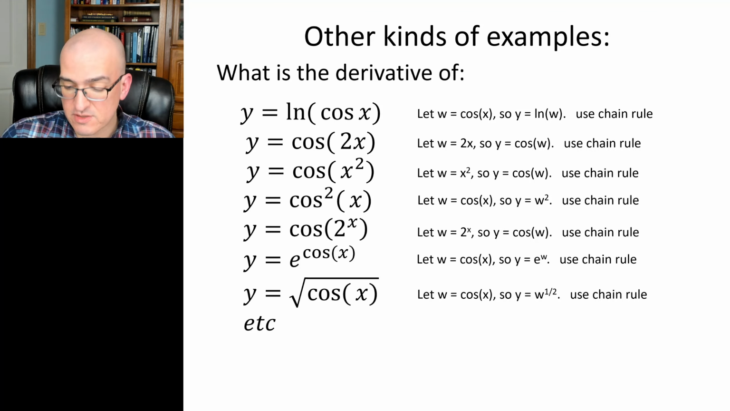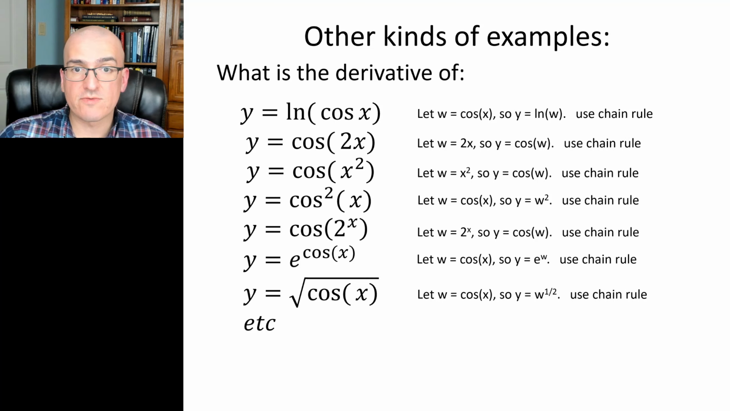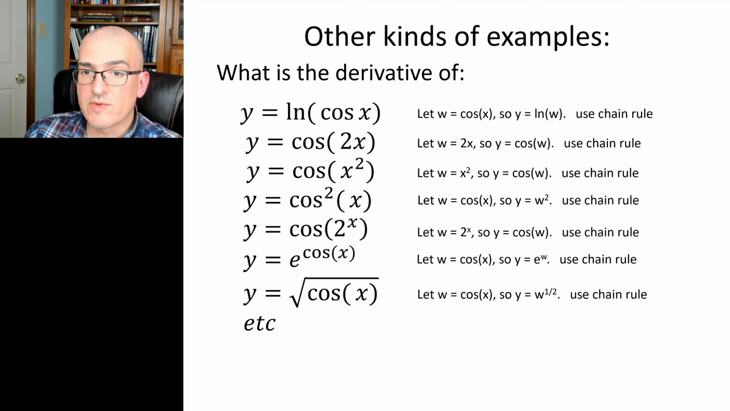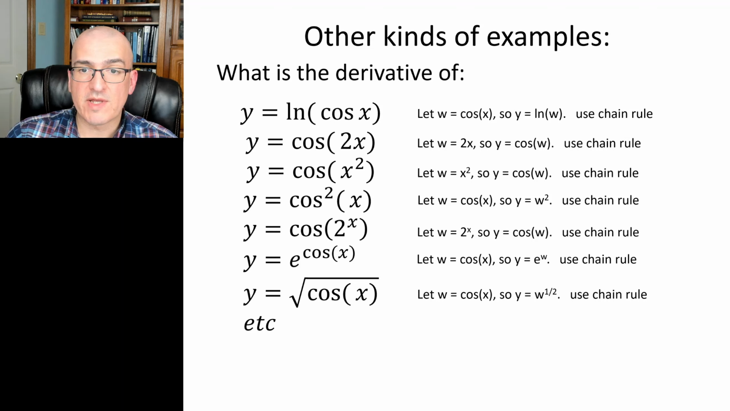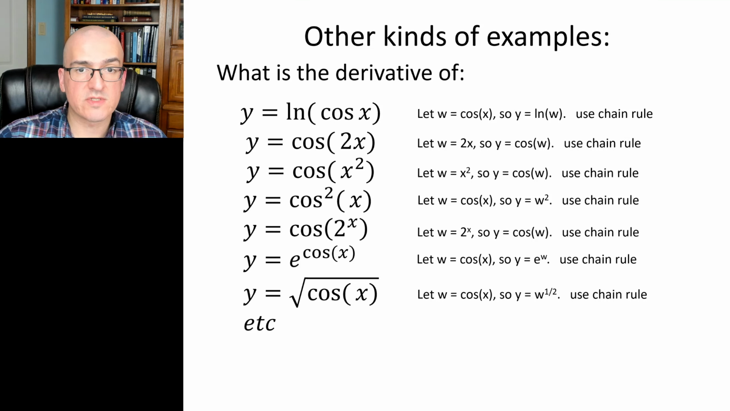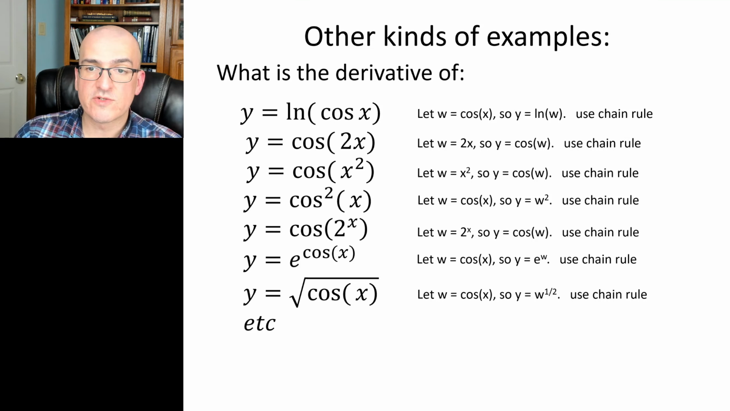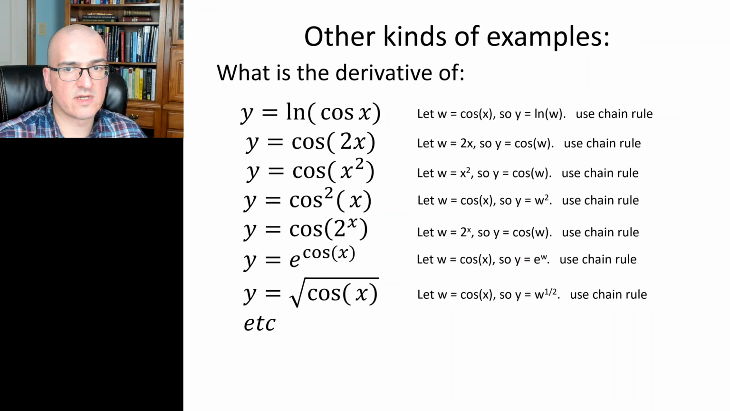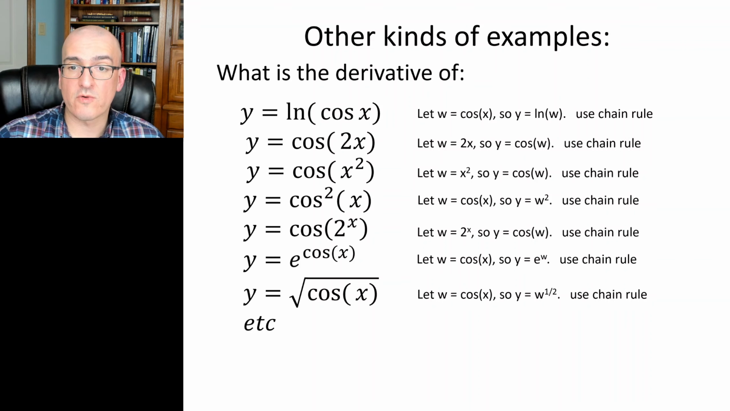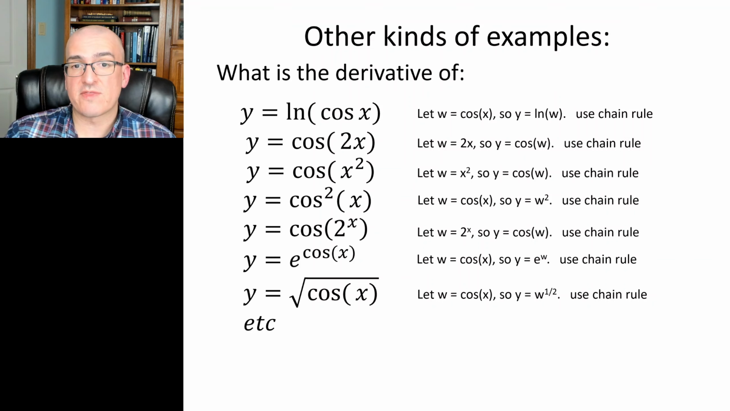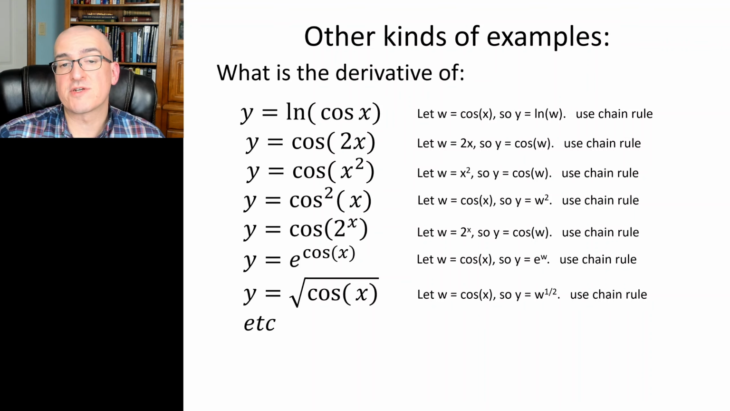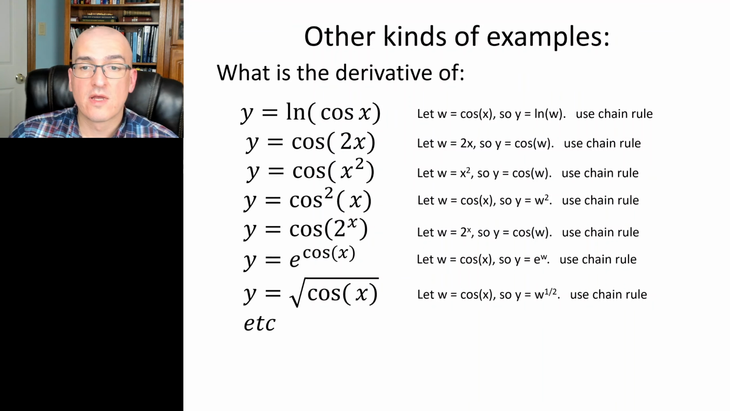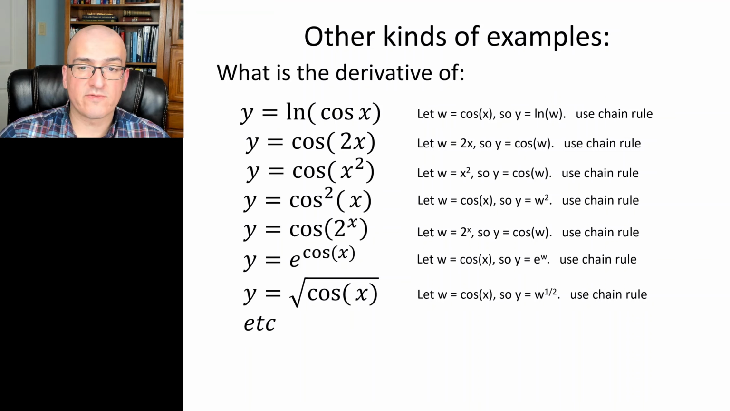The way to do each is described as follows. They're all chain rules of different types. We let w equal something, make the function look simple. So instead of ln of cos, it's ln of w. Instead of cos of 2x, it's cos of w. Instead of cos of x squared, it's cos of w. Cos squared of x is w squared. Remember, cos squared, like sine squared, means that thing all squared. It's a bad notation, but it's stuck. We're stuck with it. e to the cos of x is e to the w. Square root of cos of x is w to the power 1/2.